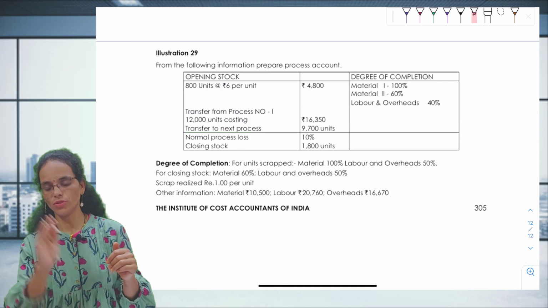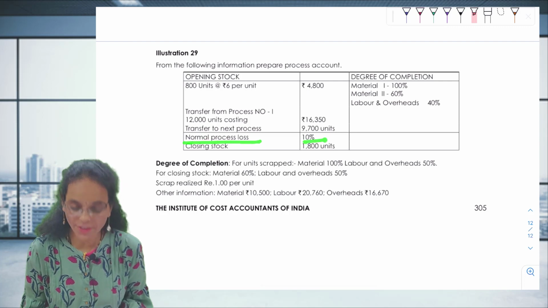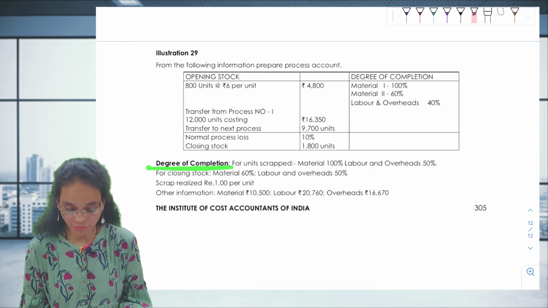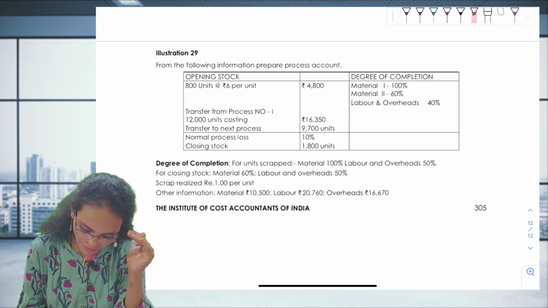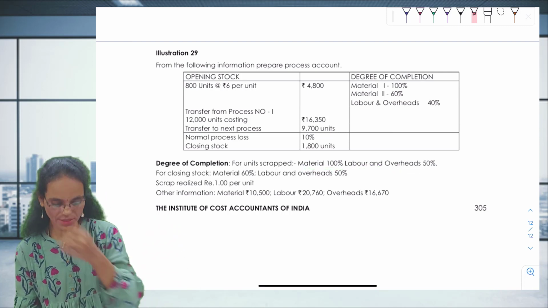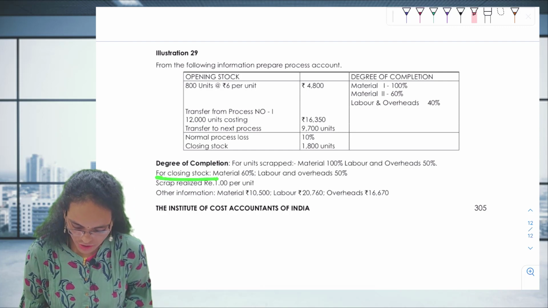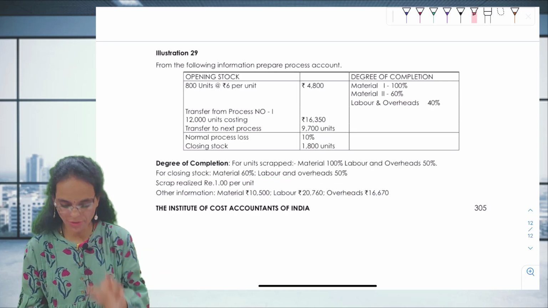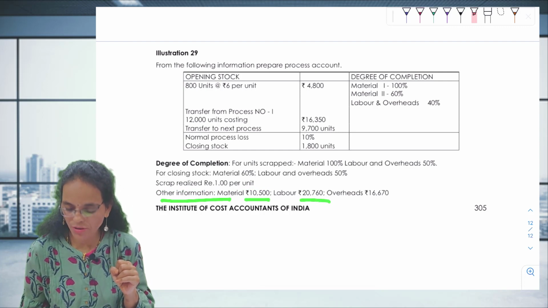Transfer to the next process: 9,700 units got transferred. Normal loss is given as 10%. Closing stock is given. Degree of completion for the units scrapped: material 100% is done, labor and overheads 50% is done. For the closing stock, material 60%, labor and overhead 50%. Scrap realized is given as 1 rupee per unit. Other information, material, labor and overhead, is given.